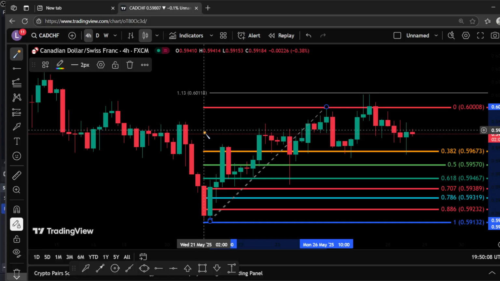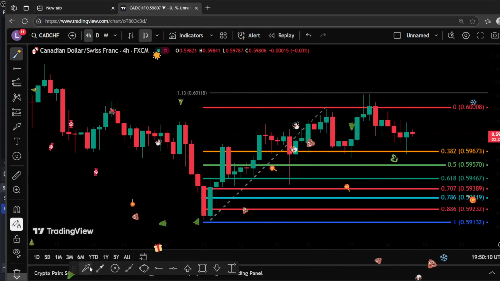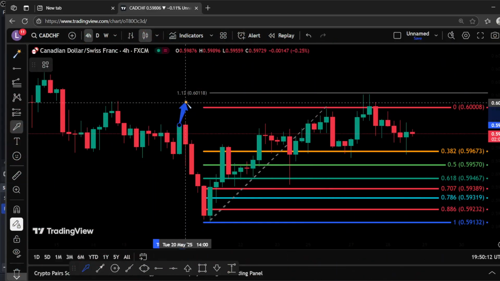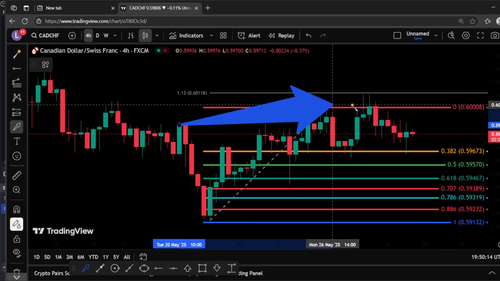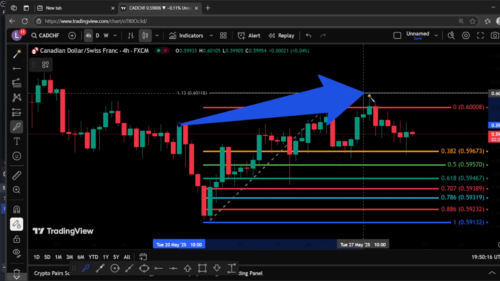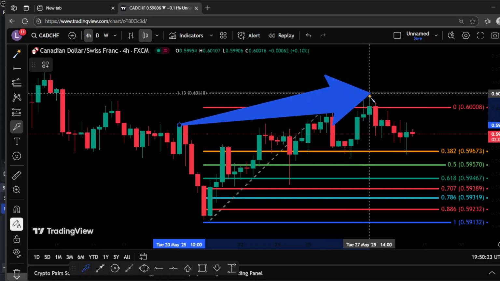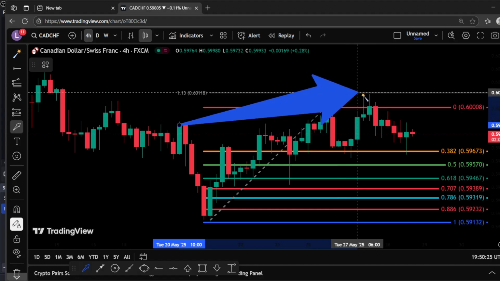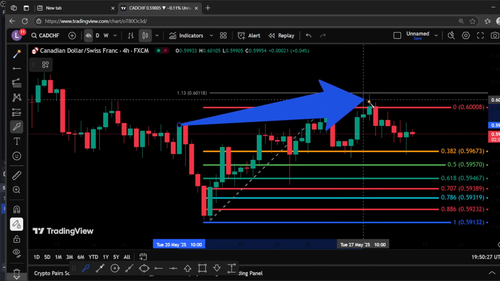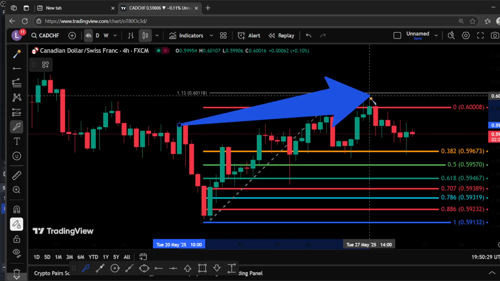As you can see, we rejected at this 1.13 level. That was where we rejected. All right, so price fell to break 1.13. Okay, so this is the start of a shark pattern.